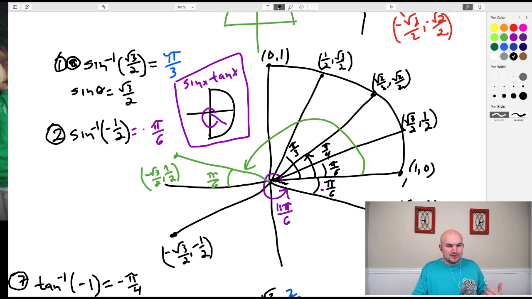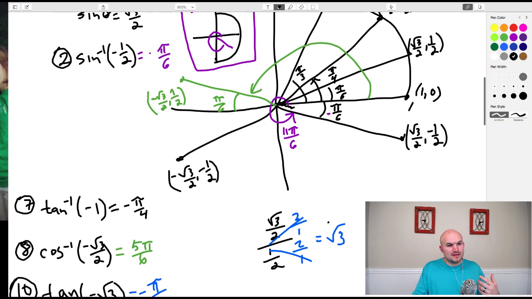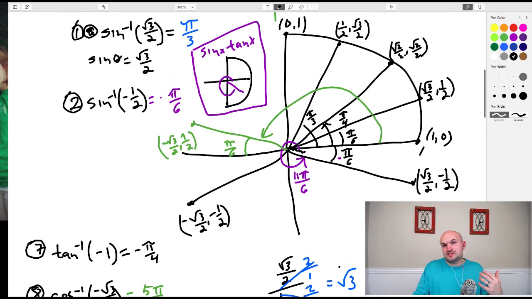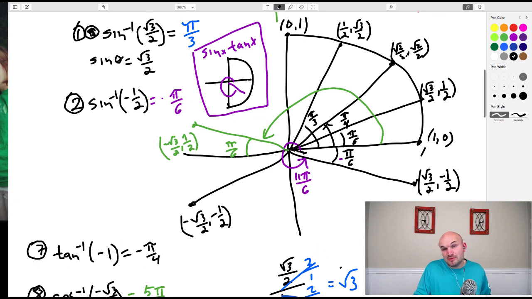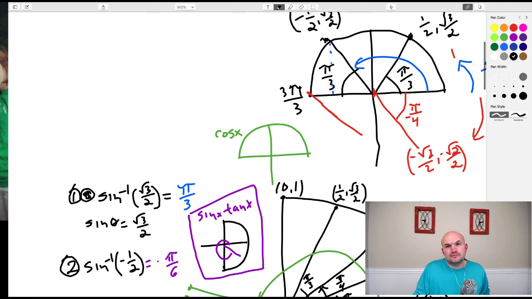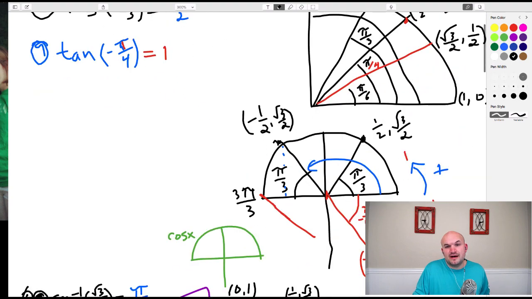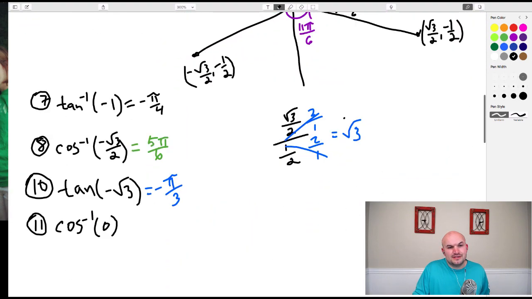All right, so again, we're looking for the cosine inverse of 0. So what angle gives us the cosine of 0? Remember, cosine represents the x-coordinate, so that's going to be that point right there. So what angle gives us that? Well, up here, I showed it to you. That's going to be pi halves. You can see right there is pi halves. So that answer is pi halves.